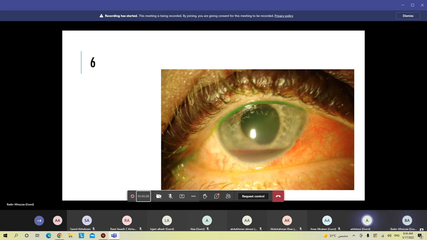How frequently should you give the prednisone? You can give them high frequency. If there are a lot of cells in the AC, you can give them high frequency, Q3, Q2, no problem.